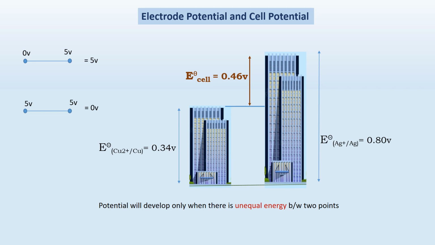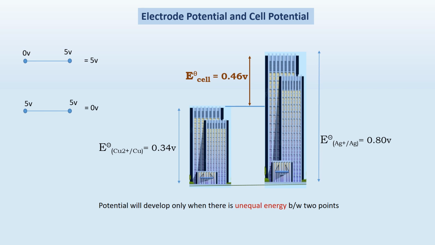So the potential difference is higher potential minus lower potential, 5 minus 0 is 5 volt. The potential developed between the 2 points is 5 volt. Whereas in the same thing I have given below, there is no lower potential. Both the points have 5 volt and 5 volt. So no potential will be developed, 5 minus 5 is 0. So if there is equal energy, the potential will not develop. Potential will develop only when there is unequal energy.